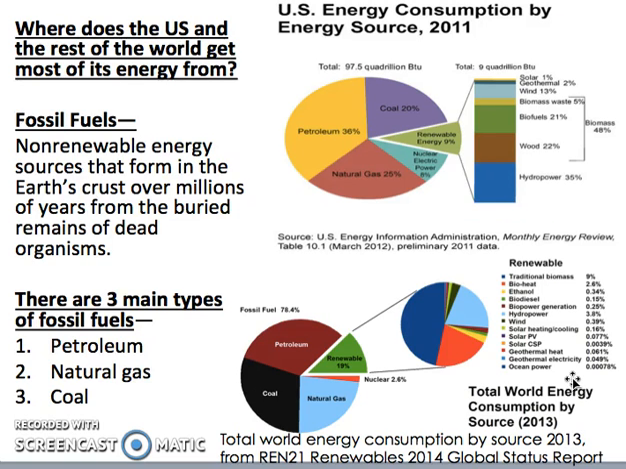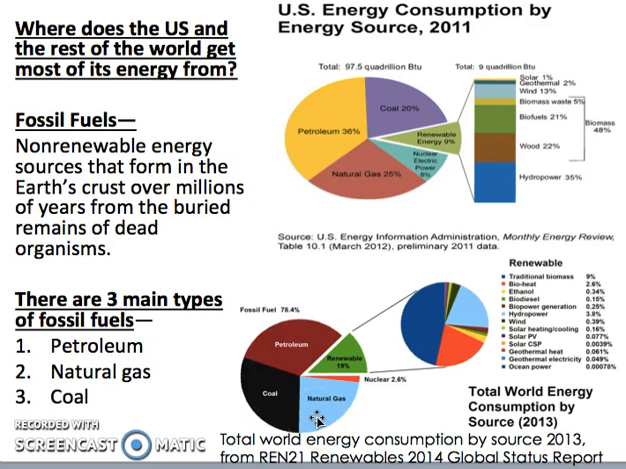Now let's talk about fossil fuels in more detail. Let's take a look at these graphs. The top graph shows you how much of the United States' energy comes from fossil fuels, and you can see that about 80% of our energy comes from these three fossil fuels called coal, petroleum, and natural gas. If you compare it to the rest of the world, we see that the rest of the world is very similar. 78.4% of the world's energy comes from fossil fuels: petroleum, coal, and natural gas.